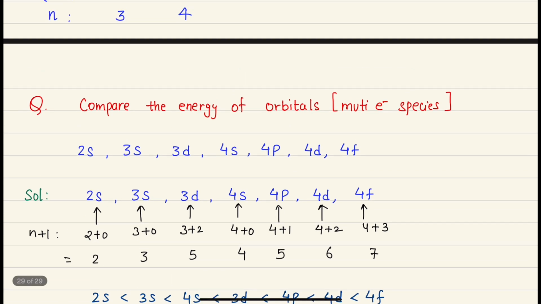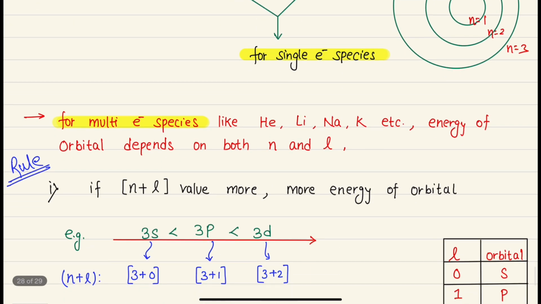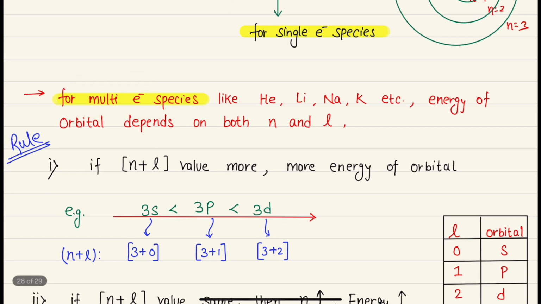So this is all about the energy of orbitals, how to compare the energy of orbitals for single electron species or multi-electron species. Okay, right?